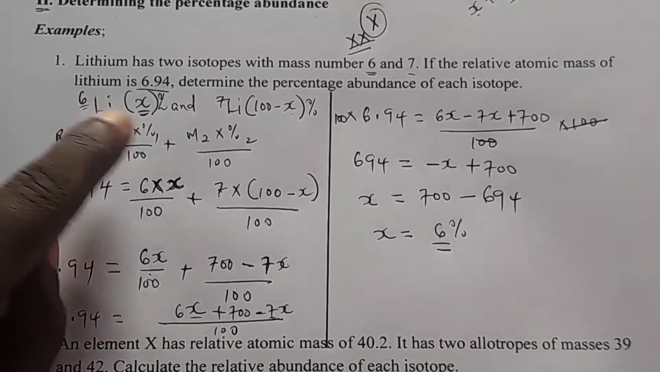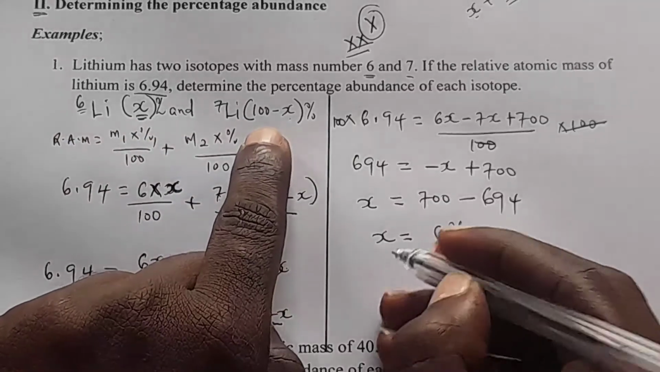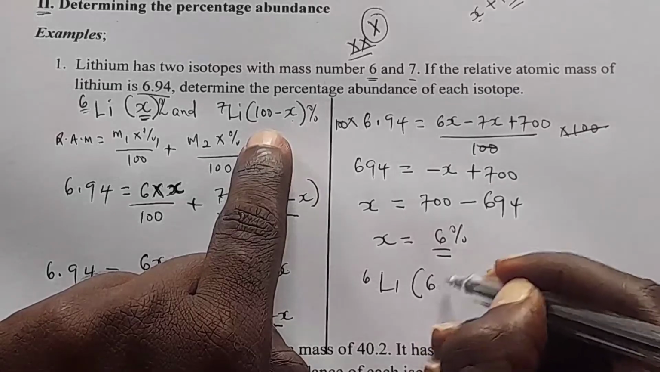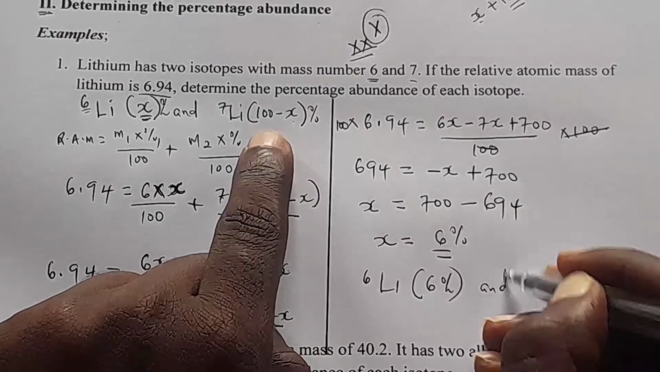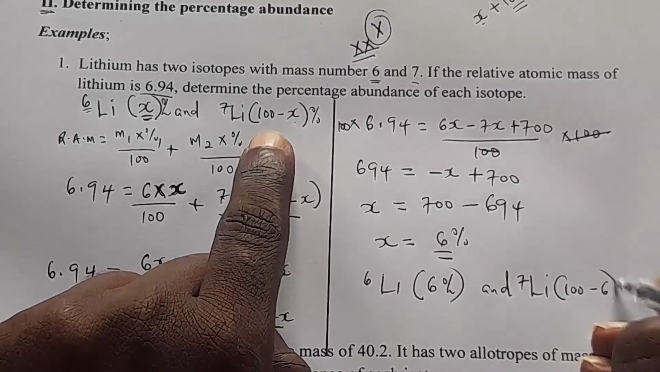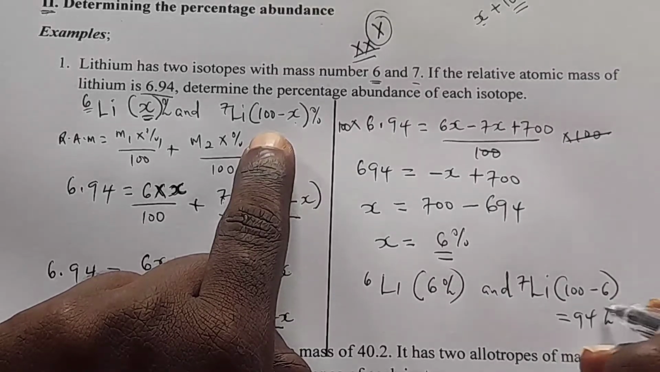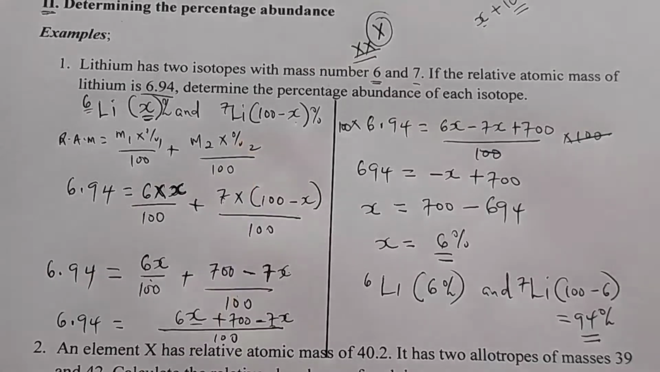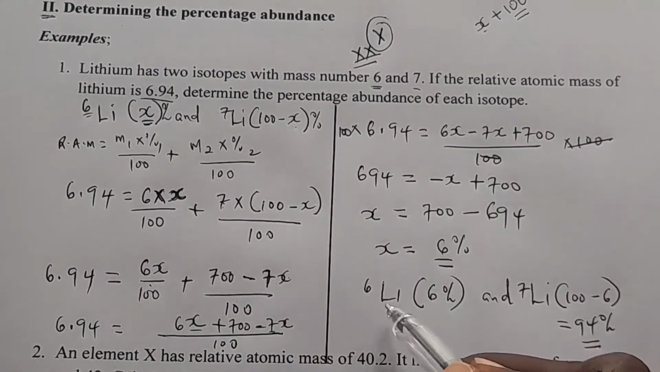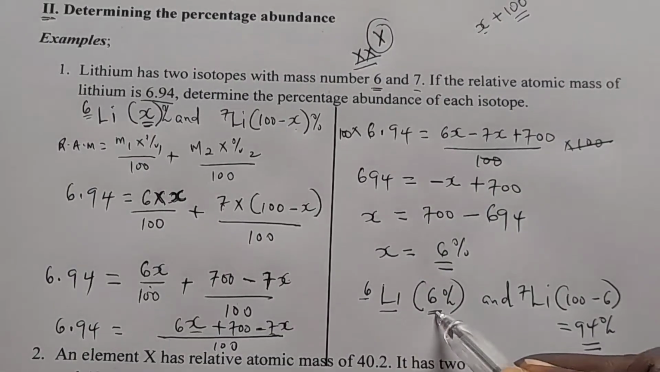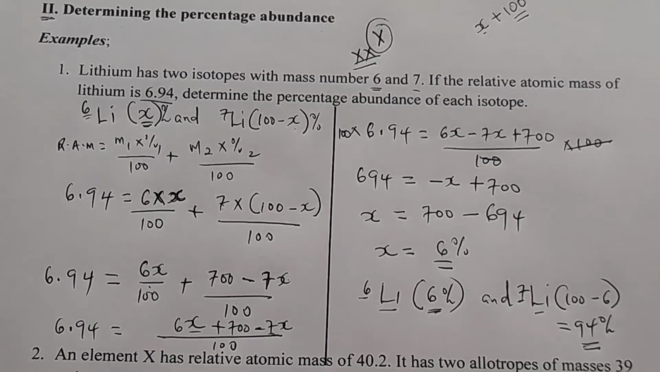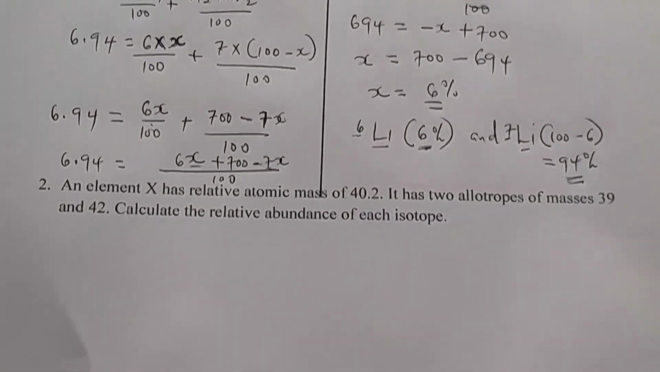So if x is 6%, what about the other one? So we're going to say Li6 is 6%, and Li7 will be equal to 100 minus 6, which is 94%. So the percentage abundance of each isotope will be, lithium 6 will be having 6%, then that of lithium 7 is going to have 94%. So we're done with that one. We go to number 2.